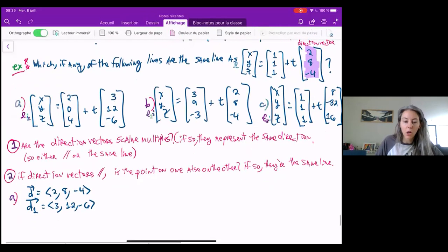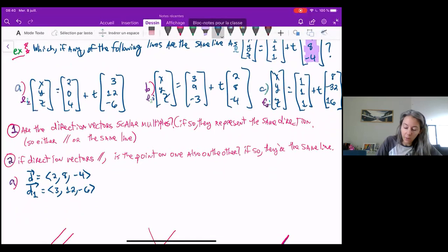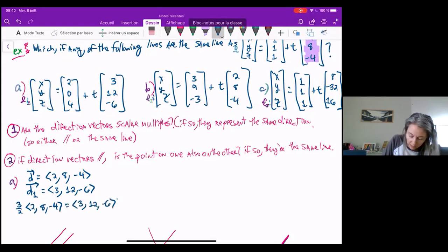Well, I can see by looking that yes, these are scalar multiples. If ever you're unsure, you can always just do D1 divided by D. So in other words, the thing that I would have to multiply by, the first component in D1 is 3, the first component in D is 2, so it would be 3 over 2. So what I'm looking at is 3 over 2 times 2, 8, negative 4 equal to 3, 12, negative 6. And the answer here is that yes.